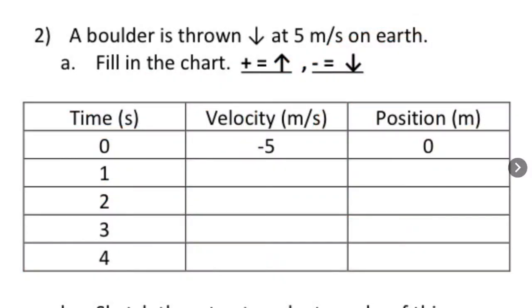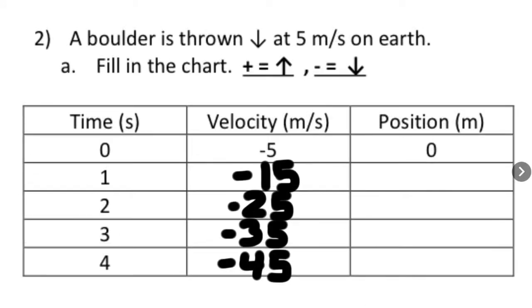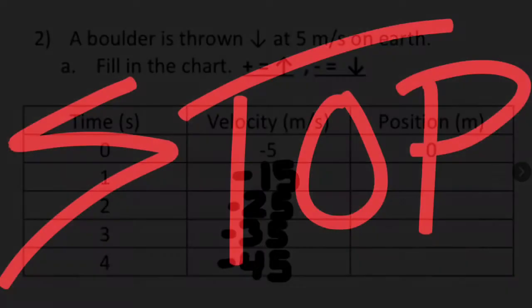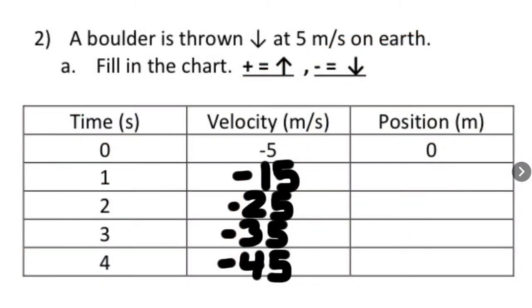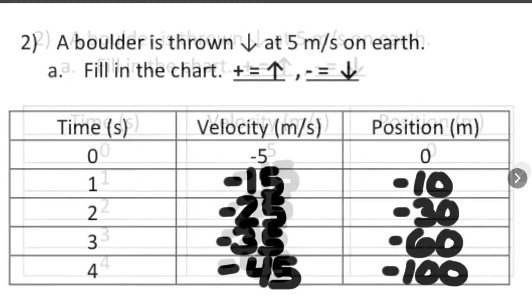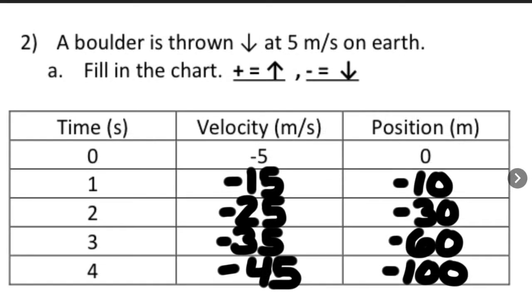Now, figure it out. First column starts at 5 meters per second down, adds 10 meters per second down every second. Stop it again. Find the position, average velocity times time. These numbers will go quick, so you probably want to stop it here too, but the average of 0 second velocity and 1 second velocity times the time, and successive numbers gives you that.